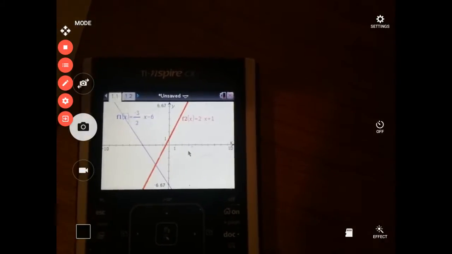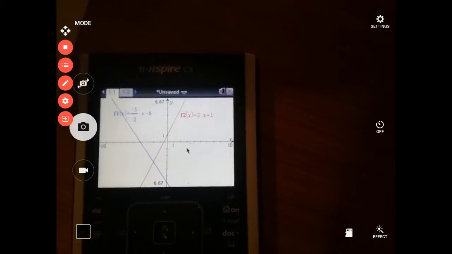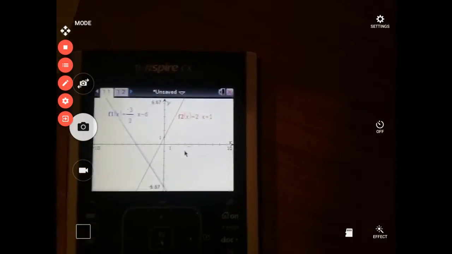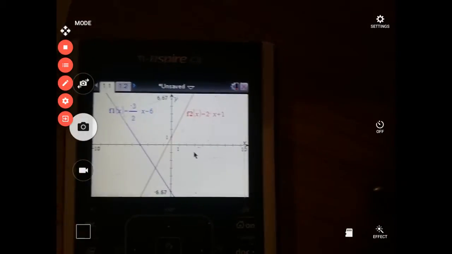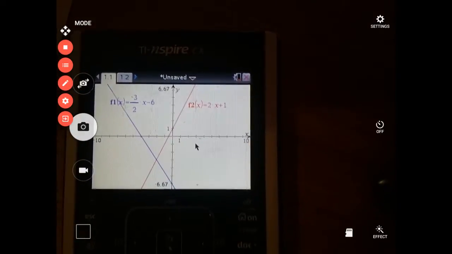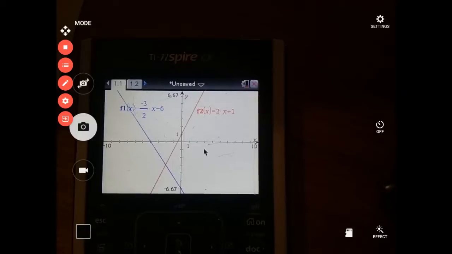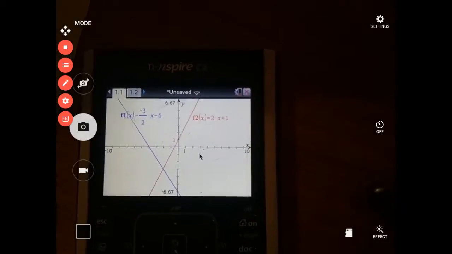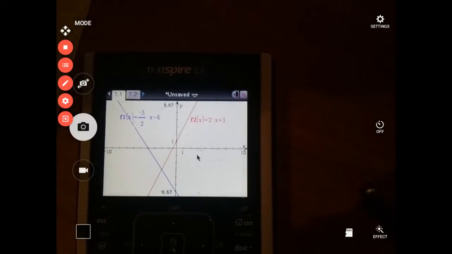Hit enter on that one, and oh, look, it's the other line. Now you can see the intersection point, but the thing is, it's not good enough just to see the intersection point. Like, we can count, but it doesn't always work out nice. So we can force our calculator to tell us the intersection point.